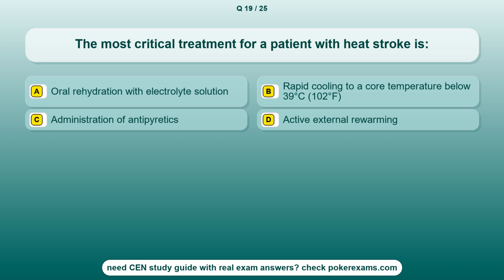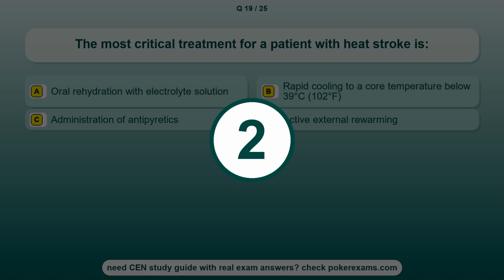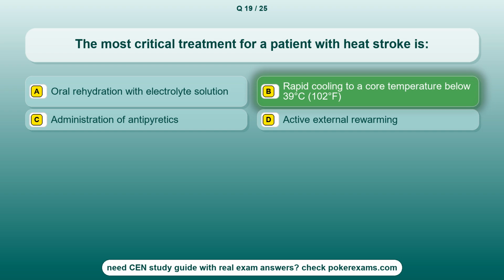Question 19. The most critical treatment for a patient with heat stroke is option A, oral rehydration with electrolyte solution. Option B, rapid cooling to a core temperature below 39 degrees Celsius, 102 degrees Fahrenheit. Option C, the administration of antipyretics. Option D, active external rewarming. The correct answer is option B, rapid cooling to a core temperature below 39 degrees Celsius, 102 degrees Fahrenheit.